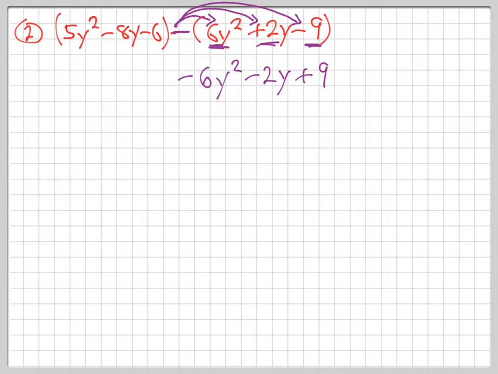When a negative hits those guys, it changes their signs. How are we doing? Is that making good sense? Now, what about this first parenthesis? Is there anything right here in front of the parenthesis? No. So then you can just drop off the parentheses and bring it down, no changes.